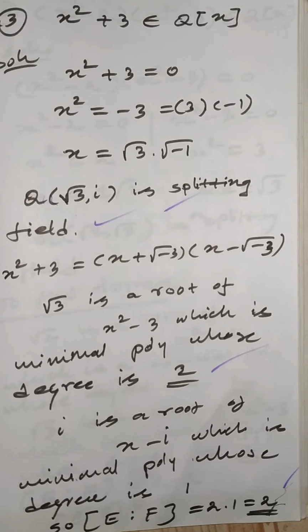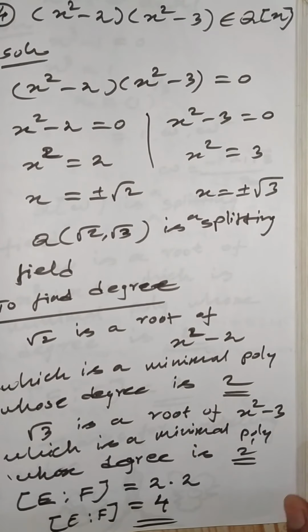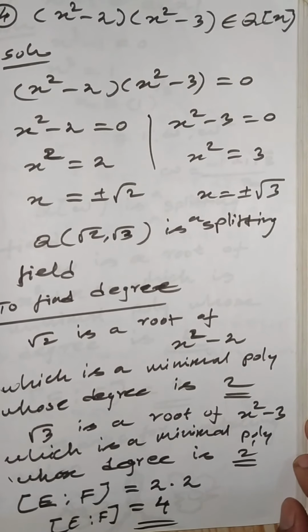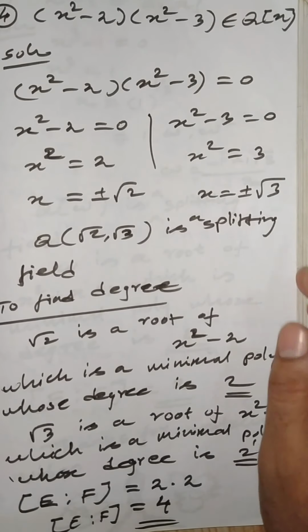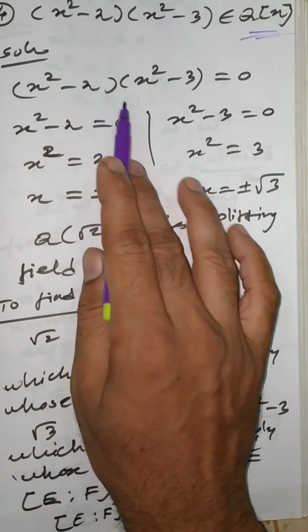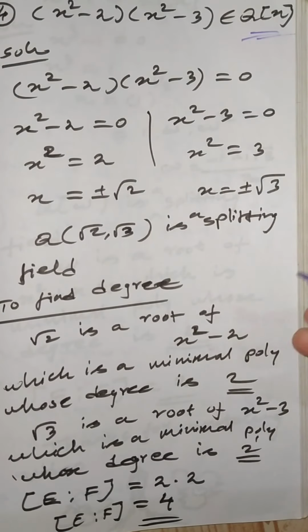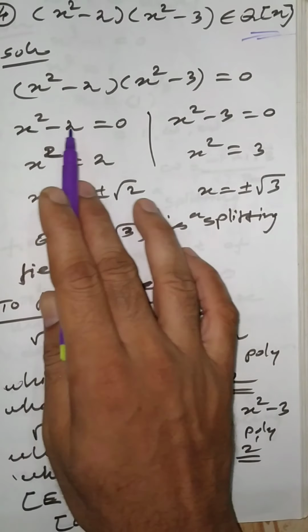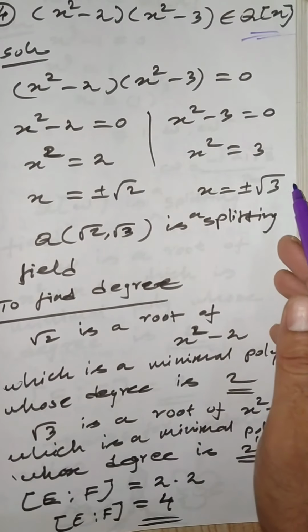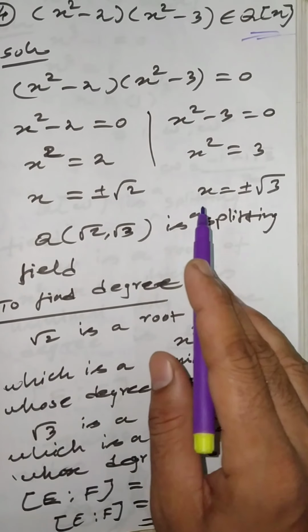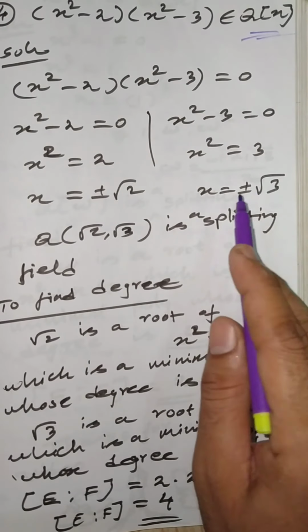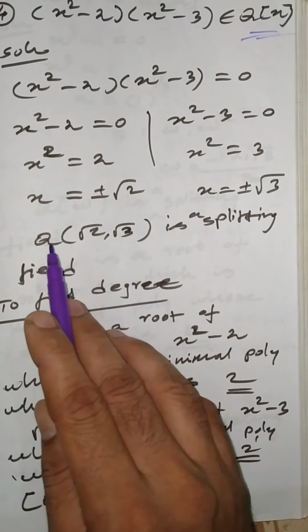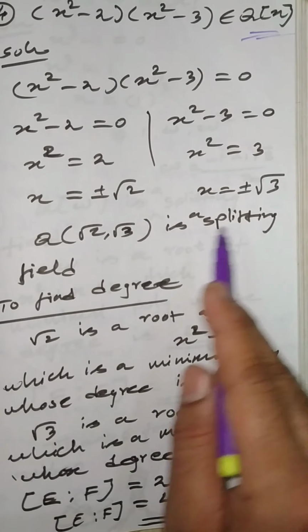I hope this problem is clear. Next, very interesting one, the fourth one: x square minus 2, x square minus 3, over the rationals. The same steps we are going to follow. Equal to 0, then x square minus 2. These are all well-known steps. So finally root 2, plus or minus root 2. We take only root 2, that is enough. Plus or minus root 3, root 3 only is enough. So what is the splitting field? Q of root 2 comma root 3 is a splitting field.